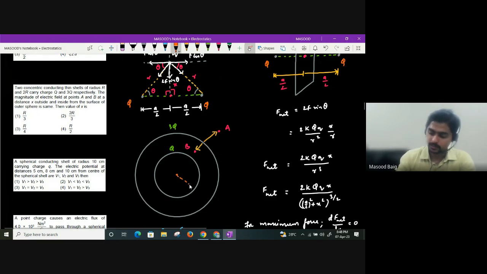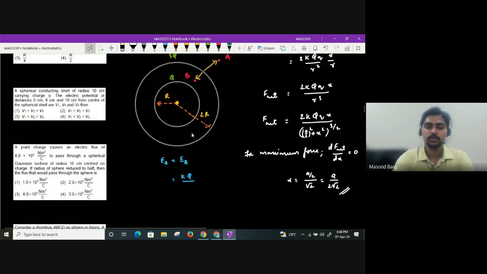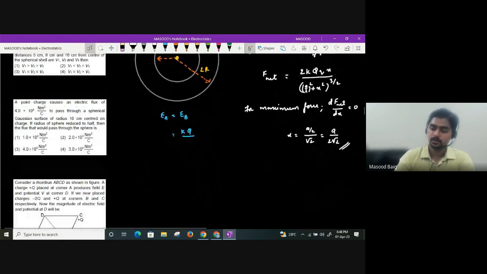From the center to here, it is 2r. And from the center to here, it is r. Please try to understand: from here to here, what is the distance going to be now? Will it be 2r minus x or not? Yes, it will be 2r minus x. So what is the electric field at B, beta? You will get it as kq divided by (2r minus x) whole square. Is that clear?